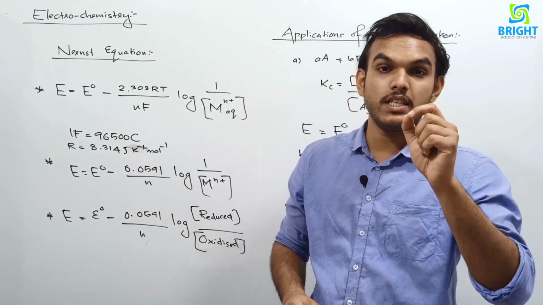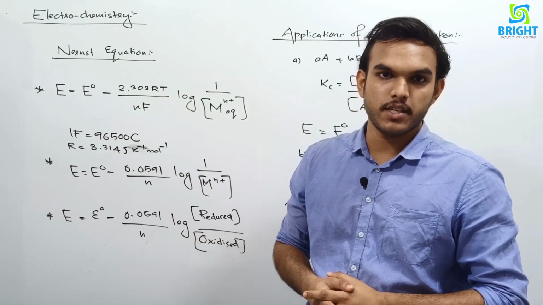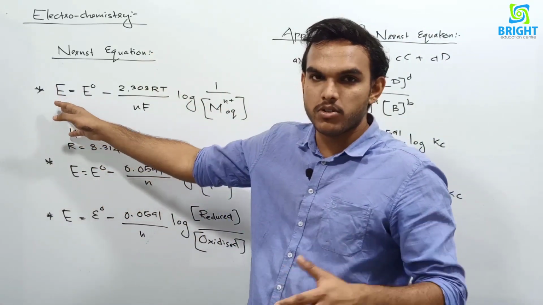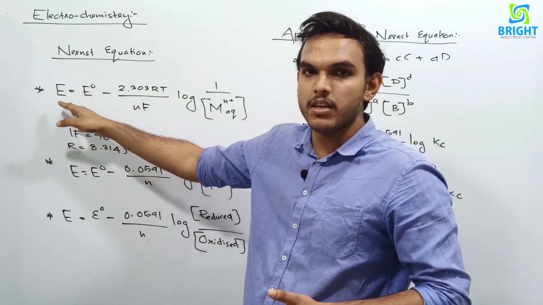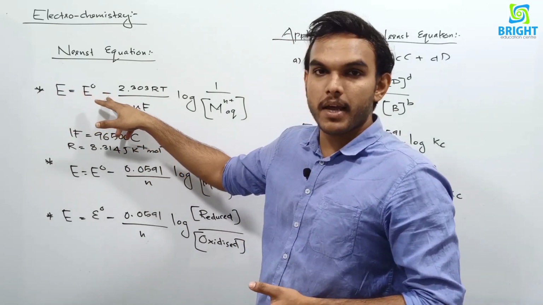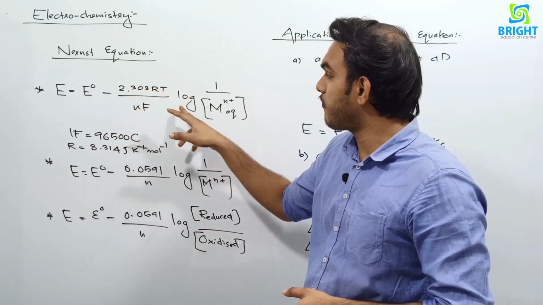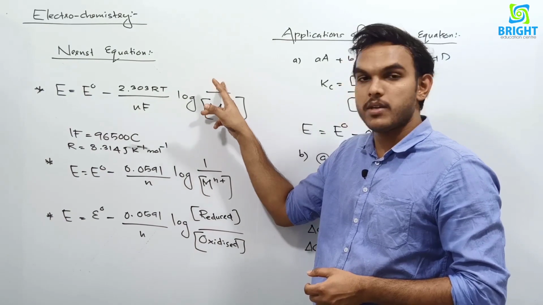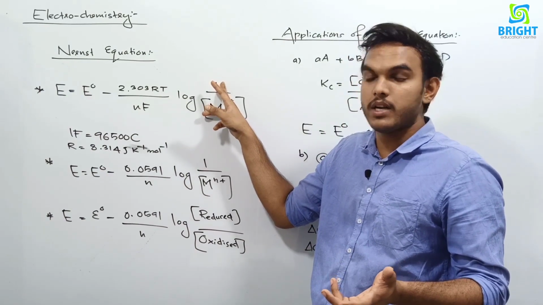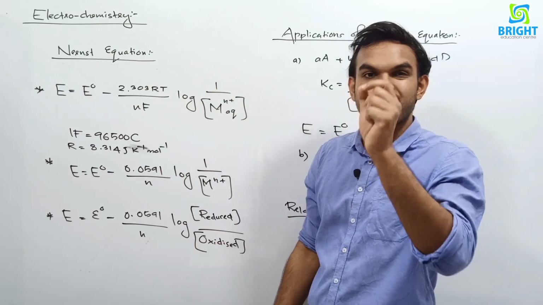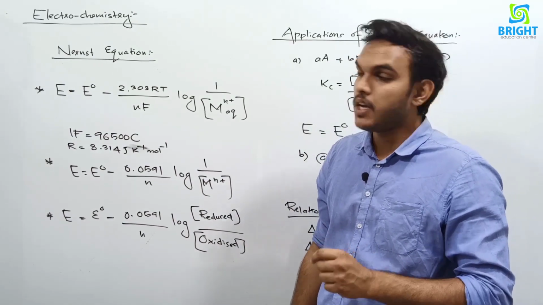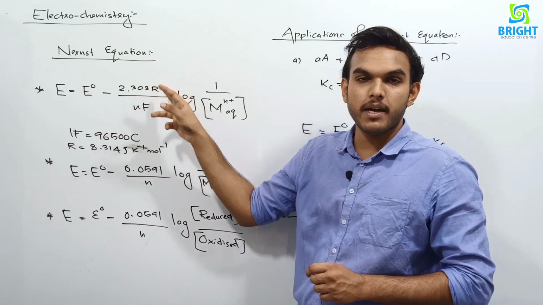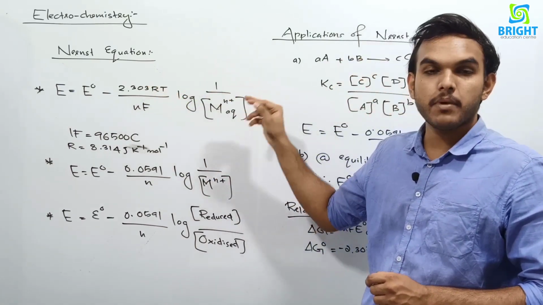It's very important to study the Nernst equation and the problems related to the Nernst equation. In this Nernst equation, we already know that E cell, I am writing only E here, is equal to E0 cell minus 2.303 RT by nF log M divided by M n plus in aqueous solution, where the concentration of M is equal to 1. That is 1 divided by the concentration of M n plus ions. Is that clear? So E cell is equal to E0 cell minus 2.303 RT by nF log 1 by M n plus.